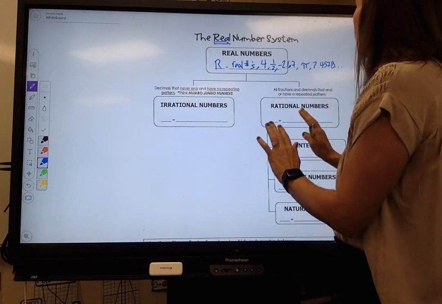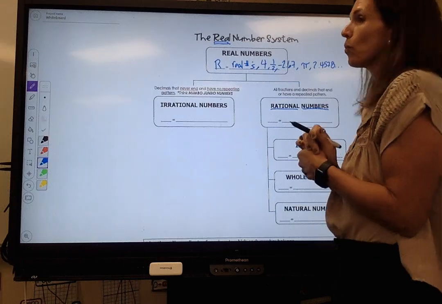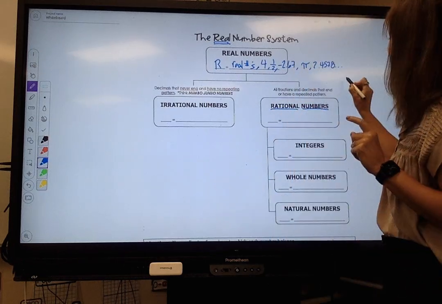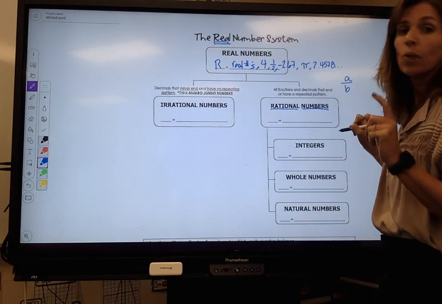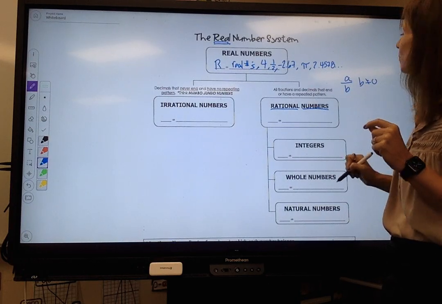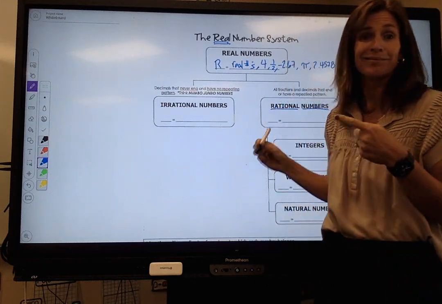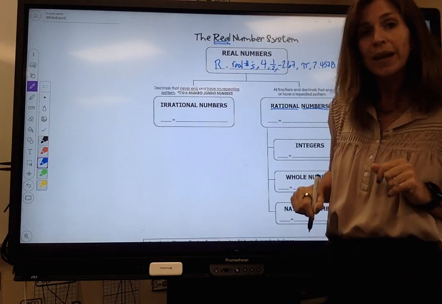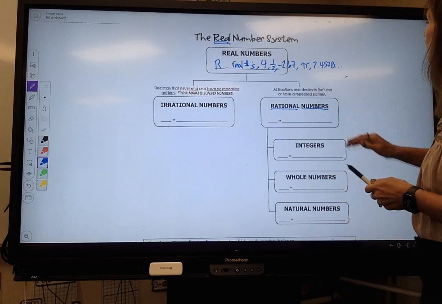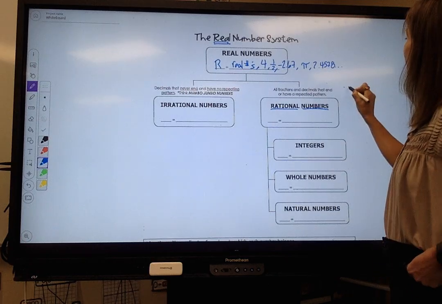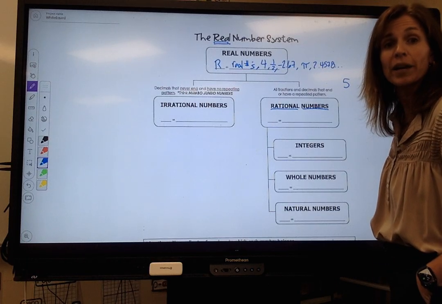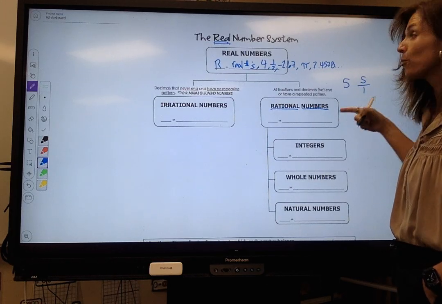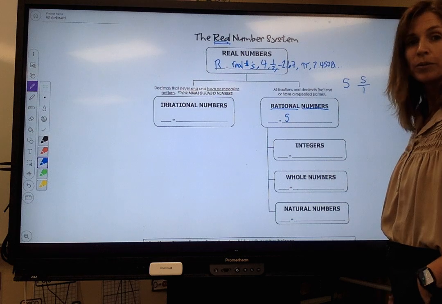So I'm going to talk about rational numbers here. A rational number is any number that fits the form A over B, where B is not equal to 0. Why can B not be equal to 0? Because you can't divide by 0. So any number that you can think of that fits the form A over B, that's a rational number. Let's look at that. Does 5 fit the form of a rational number A over B? Yeah, it does. I can turn that into 5 over 1. Fits the form A over B, so 5 is a rational number.